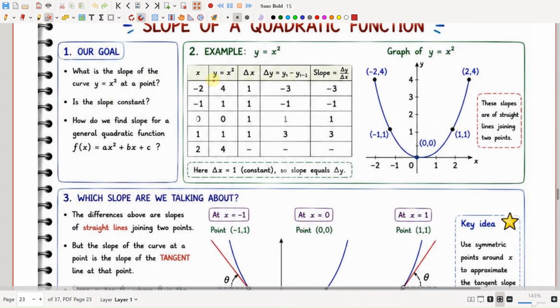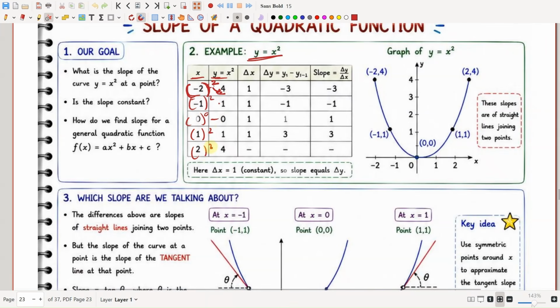Now we have to plot this x, y. Here y is equal to x square, so I have to square the values of x to get the value of y. So minus 2 square is 4, minus 1 square is 1, 0 square is 0, 1 square is 1, and 2 square is 4.